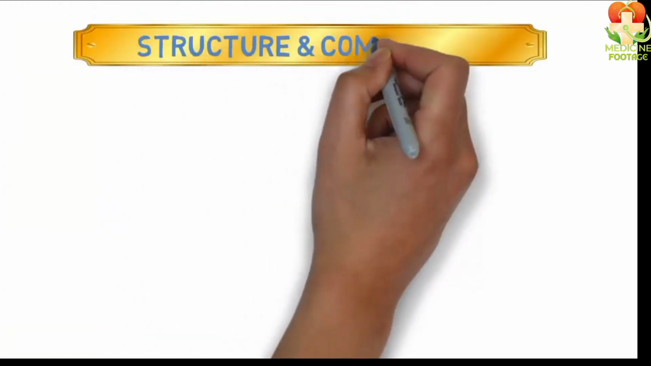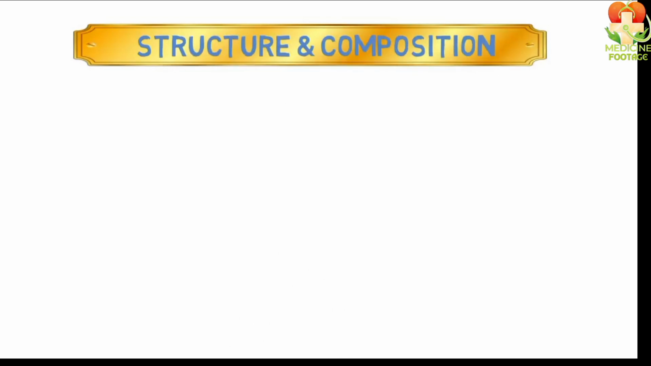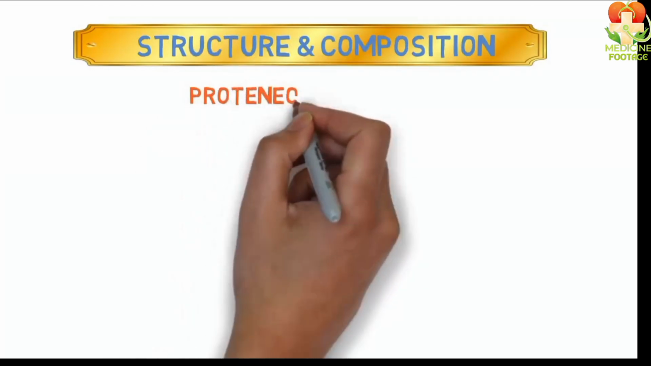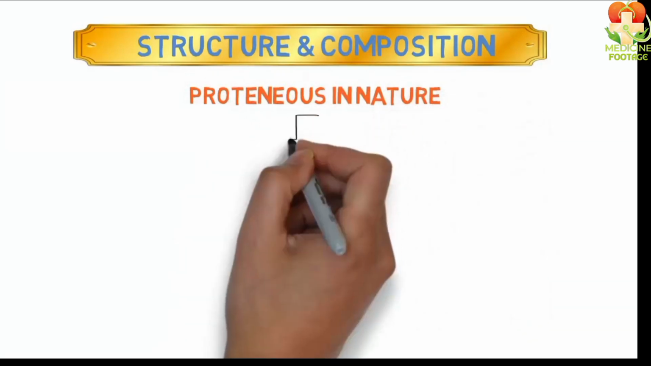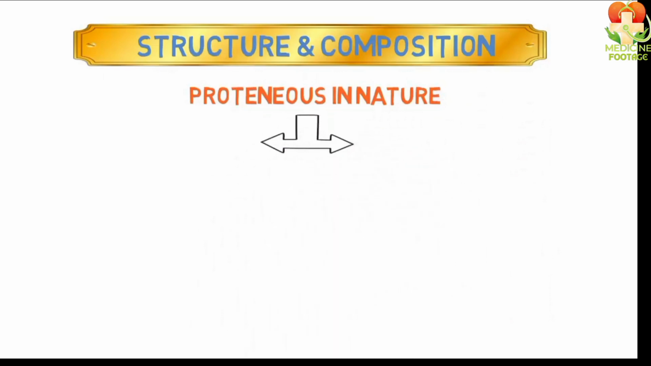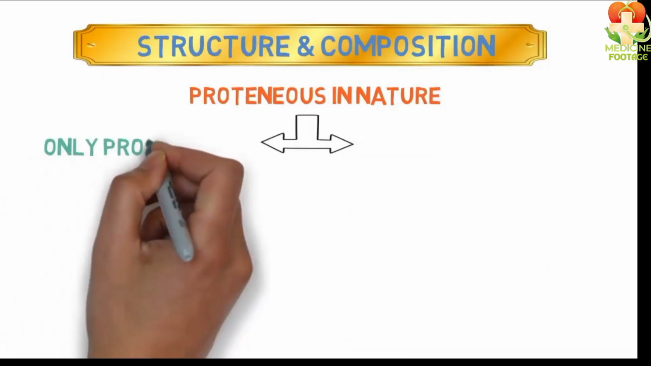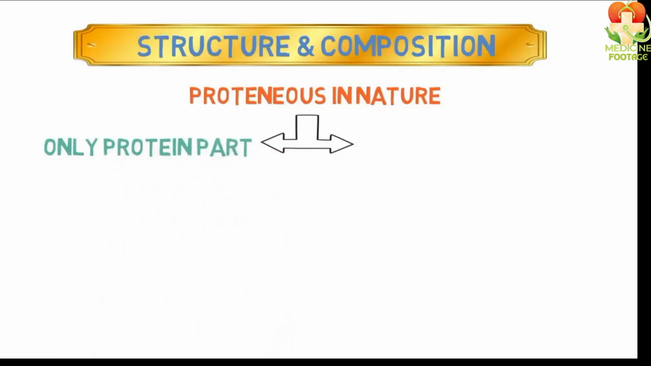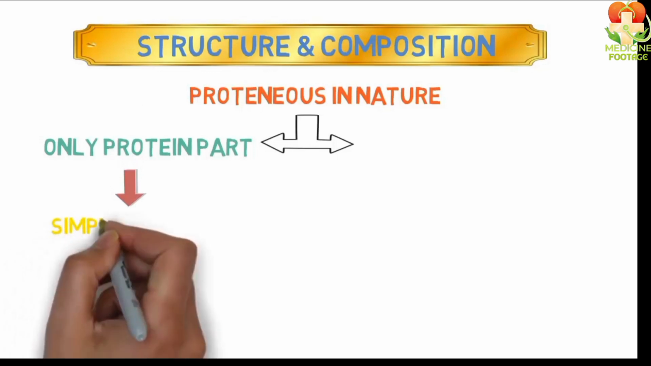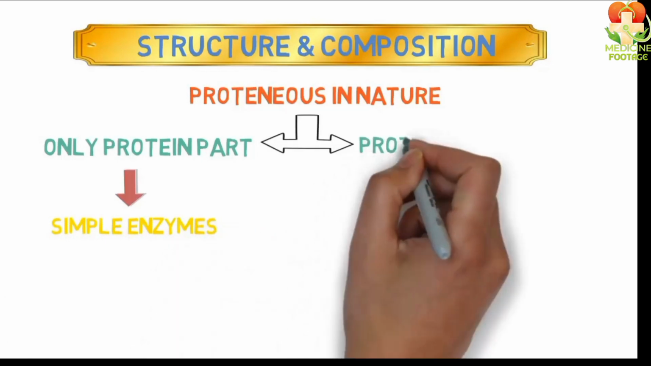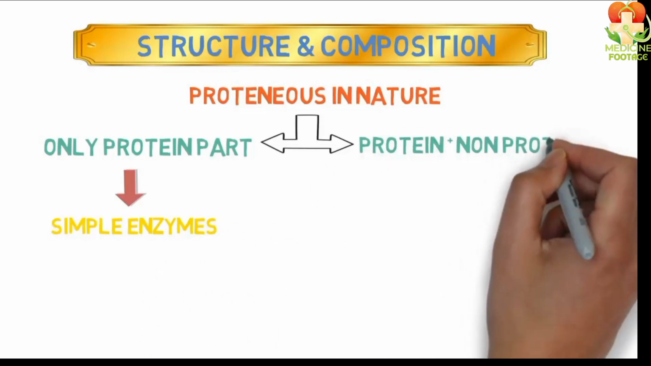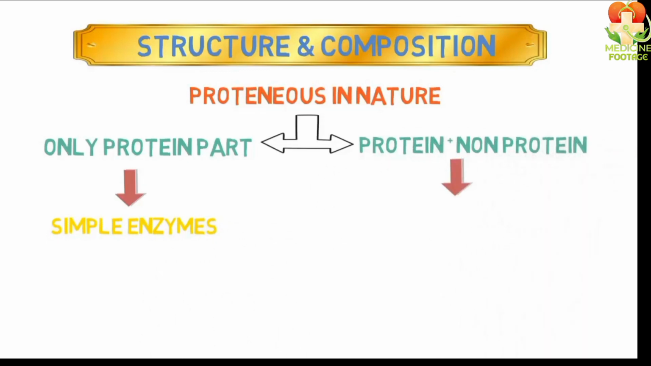Structure and composition of enzymes. Enzymes are protein in nature, meaning they are made up of proteins. There are two main types of enzymes: simple enzymes and complex enzymes. Let me explain them one by one. Number 1. Simple enzymes. These enzymes are made only of proteins. Number 2. Complex enzymes. They are also known as conjugated enzymes or holoenzymes.